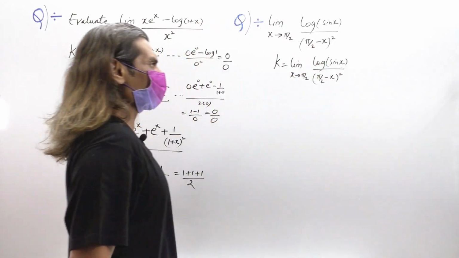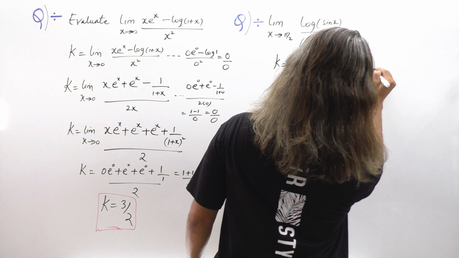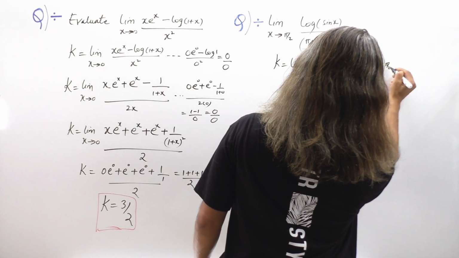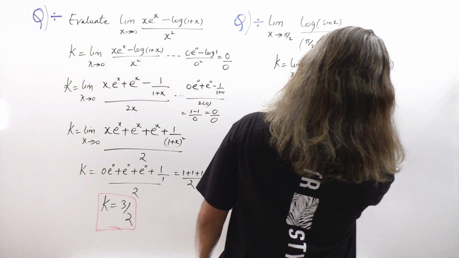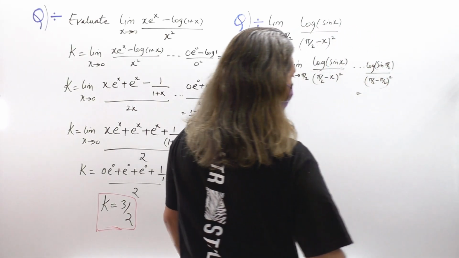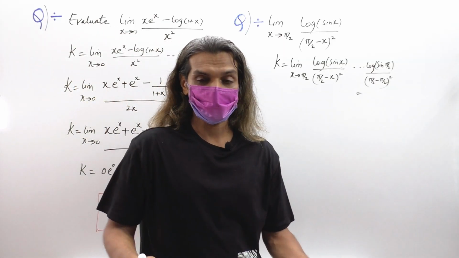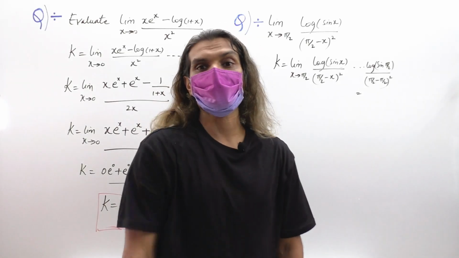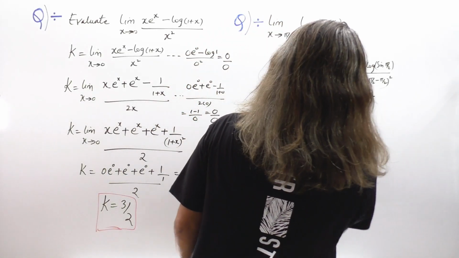After assigning k, you put the limits. What do you get? This will be log of sine pi by 2 upon pi by 2 minus what is x? Limit pi by 2, the whole square. So, what is sine pi by 2? Sine 90 is 1 and what is log 1? I keep on repeating, log 1 is 0. So, 0 by 0. So, we can apply L'Hopital's rule.